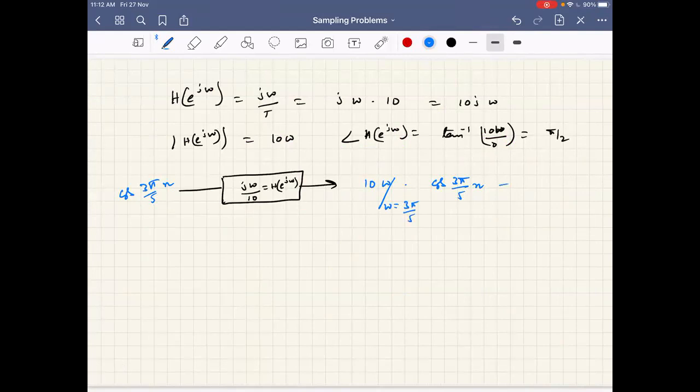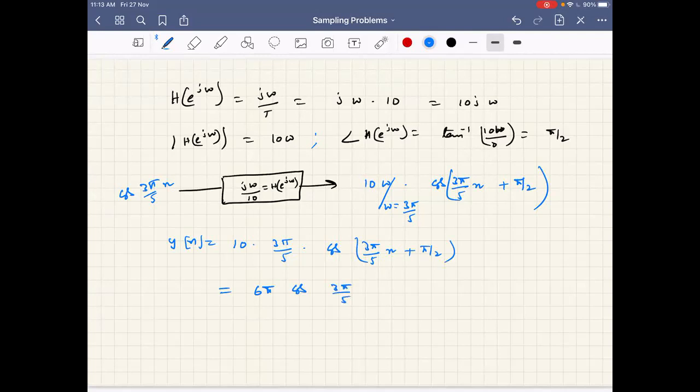And plus pi by 2. Now here it is independent of omega, so we didn't have that problem. So the answer now, what is y of n equal to? 10 into 3 pi by 5 into cos of 3 pi by 5 n plus pi by 2. And this is equal to how much? 6 pi cos of 3 pi by 5.